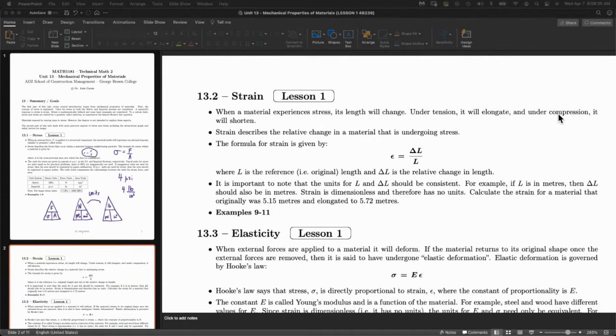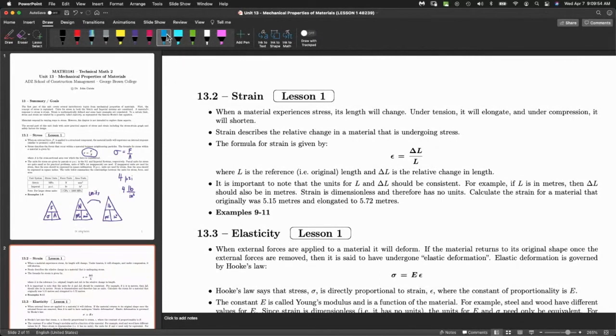So think of it like a percentage change. You could have a positive or a negative change because you could extend or you can contract. That formula for that relative change is called strain. So here's the formula for strain. Strain is the relative change.